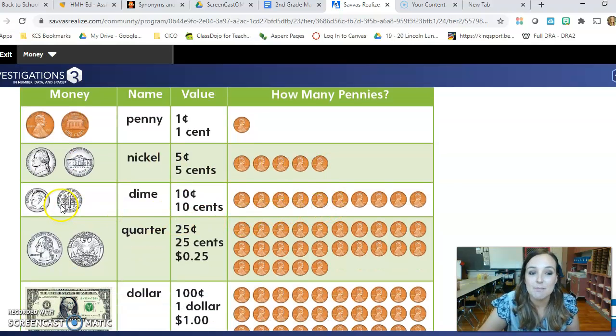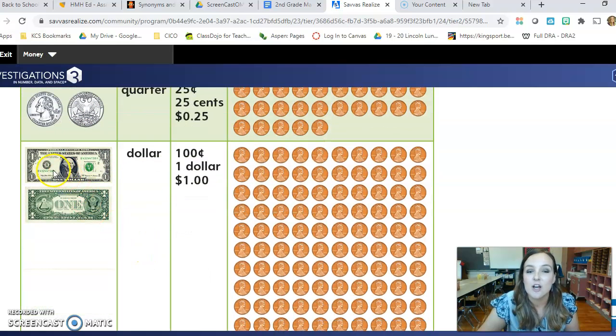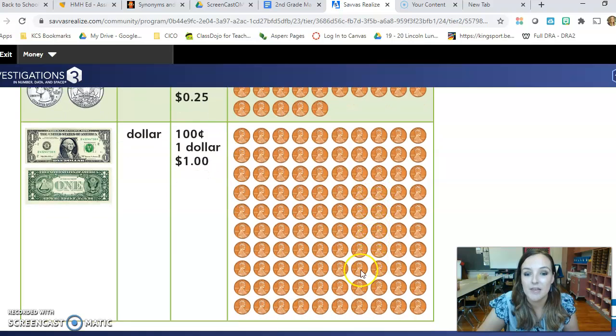Next we have a dime, and a dime is worth 10 cents. And so that would mean we need 10 pennies to equal a dime. Then we have the quarter, which is worth 25 cents. So you would need 25 pennies to equal a quarter. Lastly, we have the dollar bill on here, which I'm sure you've seen before. A dollar bill is worth 100 cents or 100 pennies. So there's 100 pennies right there.